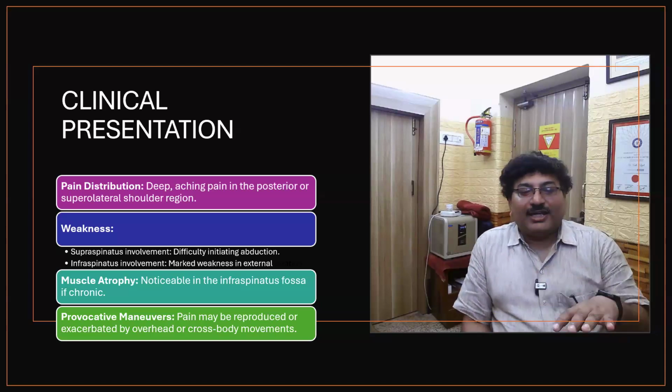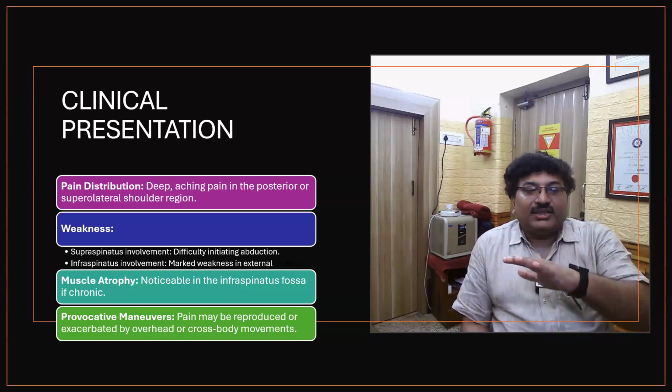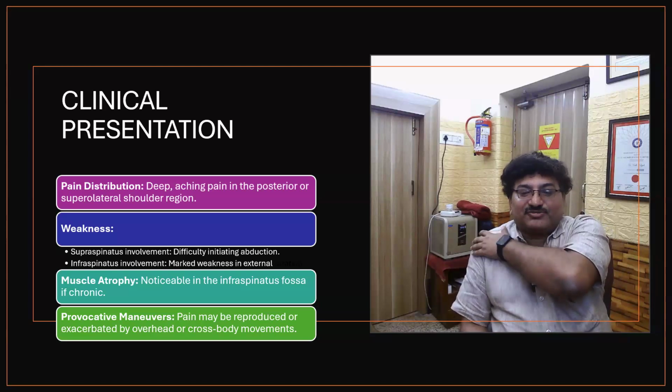So there will be pain, deep aching, posterior and in this area. Then there might be weakness because of the supraspinatus and infraspinatus involvement.